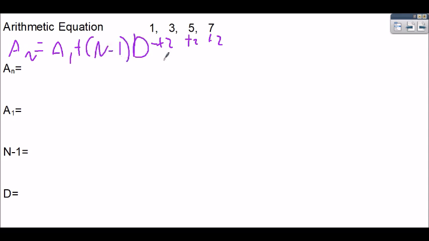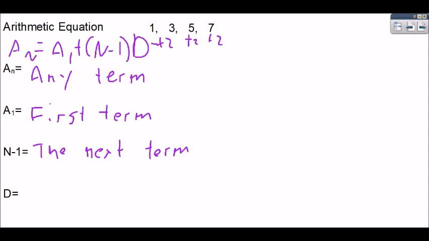Well, what do all these letters mean? A sub n means any term. So if I want to know the 5th term, that's what that means. If I want to know the 100th term, that's what that means. Any term. A sub 1 means my first term, the first number that I see in my sequence. N minus 1 means the next term. So I start here, and n minus 1 means going to the next term.